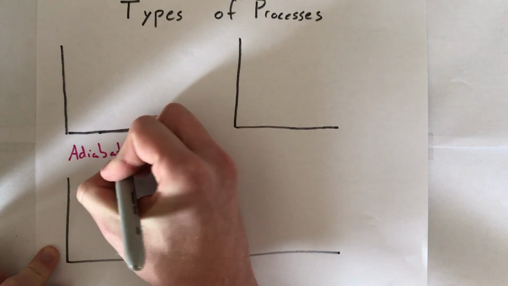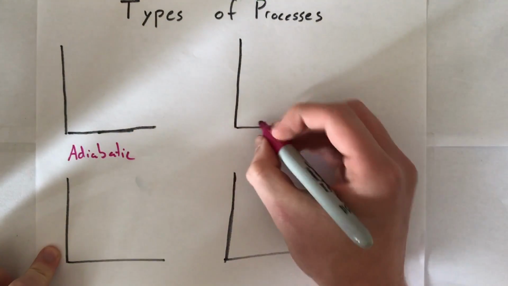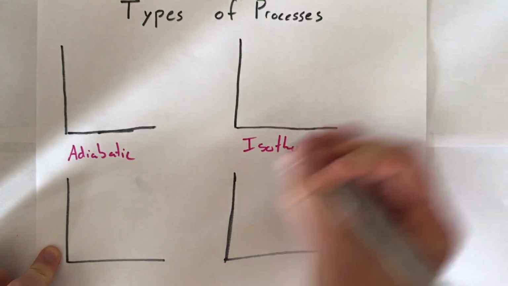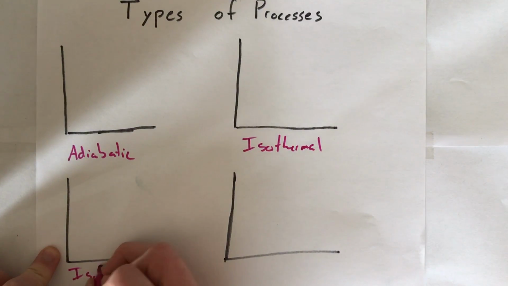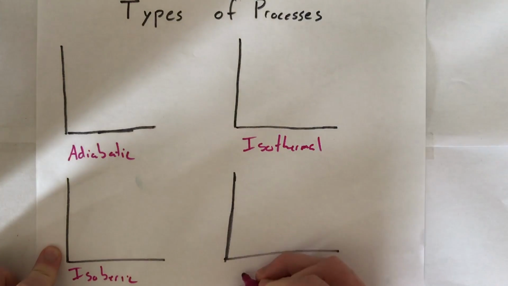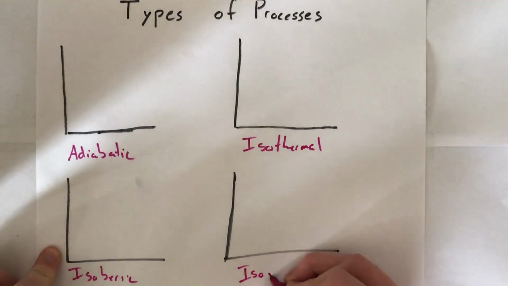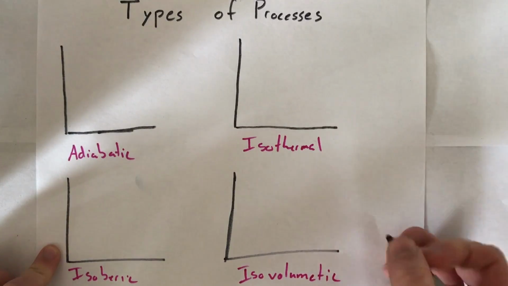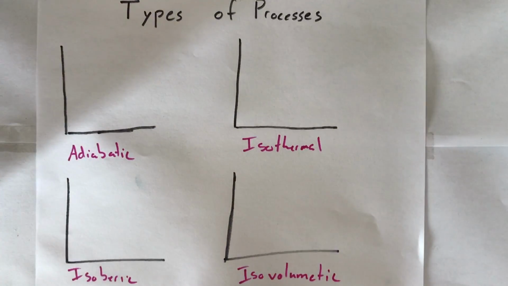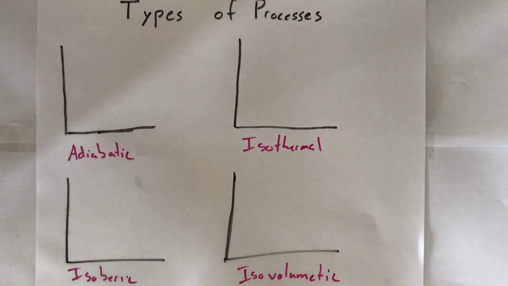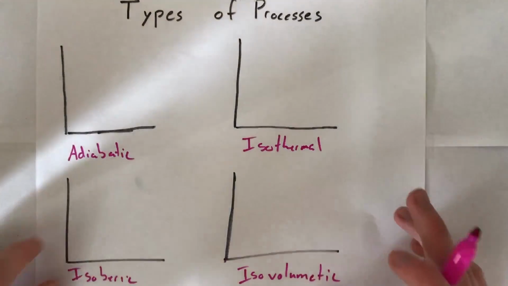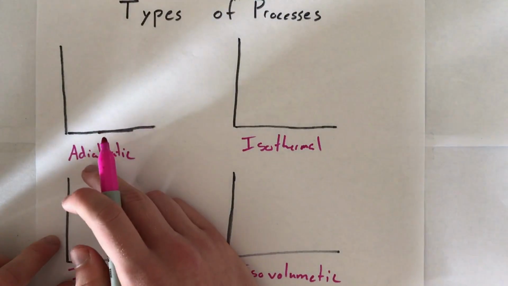adiabatic processes, isothermal, isobaric, and isovolumetric, also known as isochoric. And probably looking at these, you can sort of get an idea of what they might be all about. The really strange one is adiabatic.